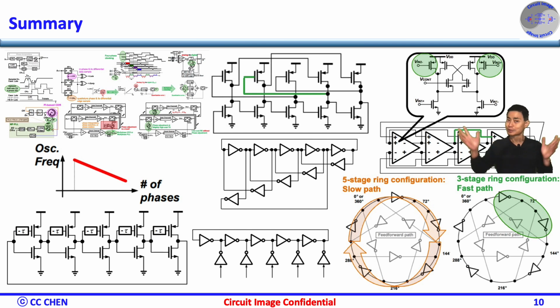Hopefully, those examples show you that whether you need 5-phase or 8-phase clocking, we still can increase its oscillation frequency without reducing the number of output phases by adding negative skew or feedforward delay cells with a steady power and area overhead.